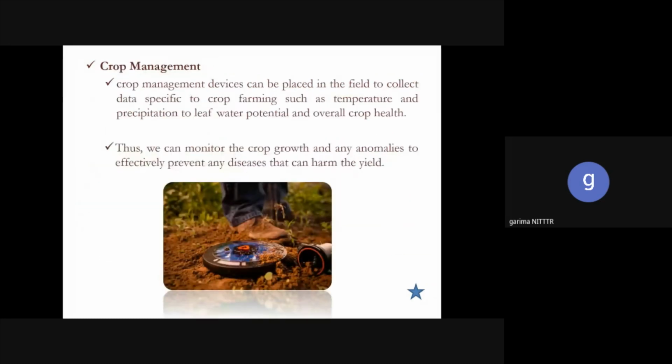Then crop management. Crop sensors are going to be utilized for crop farming, measuring temperature and other information, which will help in monitoring crop growth and also in finding anomalies in the field, so that we can prevent any diseases which can harm the yield.